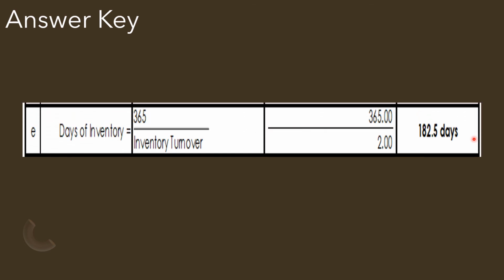Next, days of inventory, simply 365 over your inventory turnover. Marami nagkamali rito. So it's 365 over 2 lang. Should be 182.5 days, 183 days. That's fine with me. Okay.